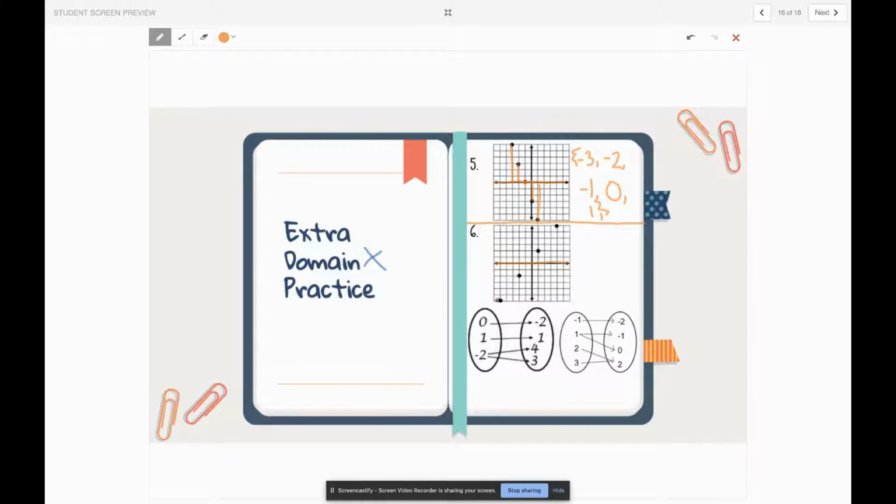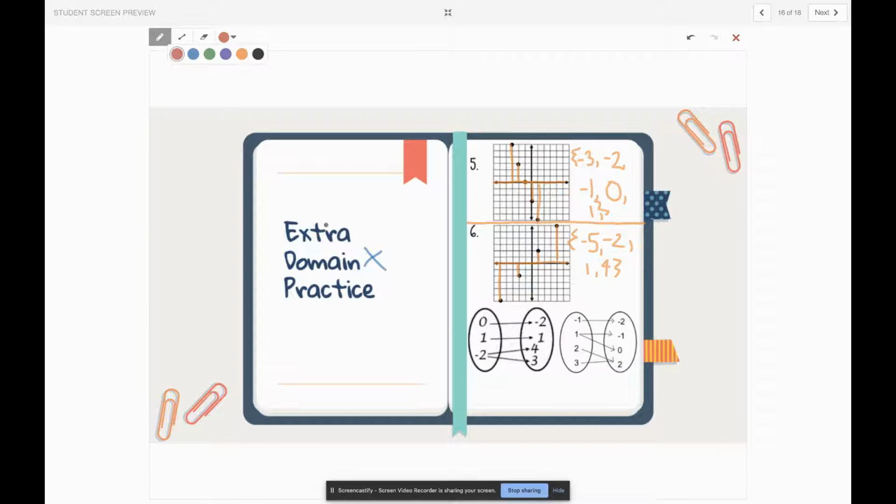The next one, again, I'm looking for my X values. This one is -5. This one is -2. This one is +1. And that one's a +4. If you're struggling with reading coordinates, there's a video, there's some stuff to help you in the notebook.